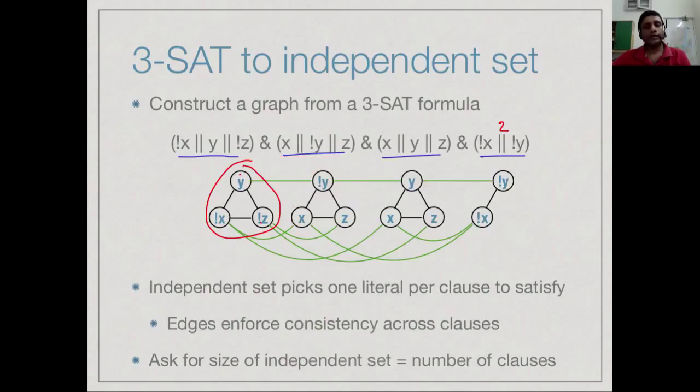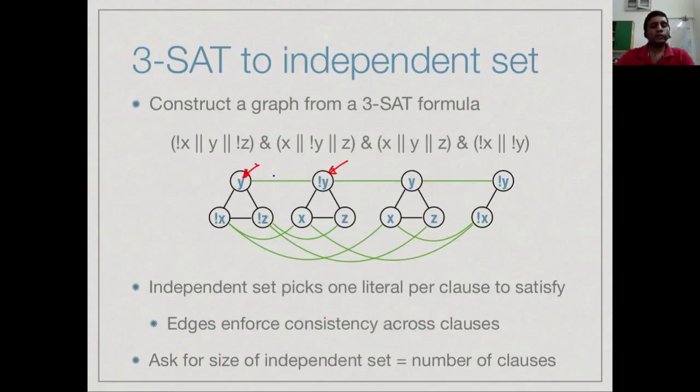So what does this triangle signify? This triangle signifies that if my independent set picks one of these things, say y, then it cannot pick the other two. So what this is saying is it's going to pick exactly one of these things. It's going to identify for me which of these literals is true in order to make this formula actually work out to be true. So it's kind of giving me a witness from each clause. In order for this to be a valid witness, if y is true here, then I cannot pick not y to be the witness for the next clause because y and not y contradict each other.